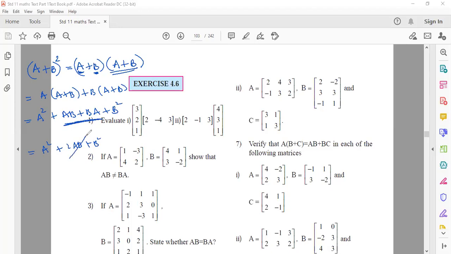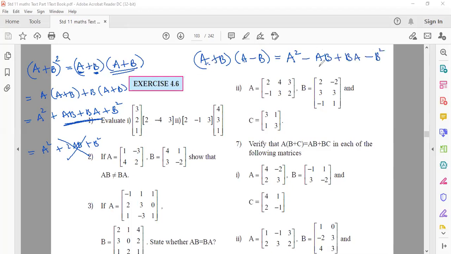Is it clear to you? So this is wrong. You cannot add them. You have to keep it like this only. So what will be (A plus B) into (A minus B) in matrix? What will be the answer for this in matrix? Can you tell me? A square minus AB plus BA minus B square.